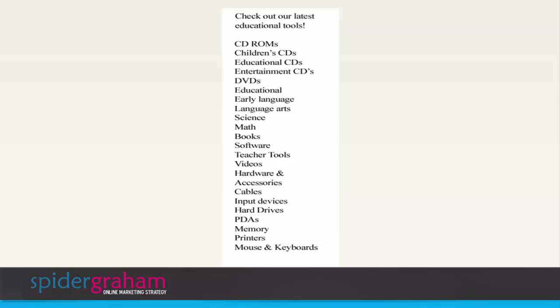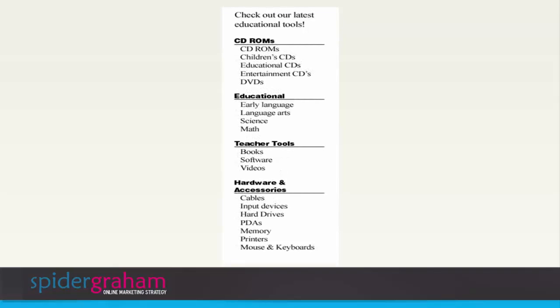So what if I took this and just altered it a little bit? I said, oh, okay, over here we have CD-ROMs, and then we have educational materials, and we have teacher tools, and then we have hardware and accessories. All right, so now I'm in a situation where I've taken the same exact information, but I've broken it down in a completely different way to make it more user-friendly, to make it more capable of communicating what it brings to the table. Let me give you another example.